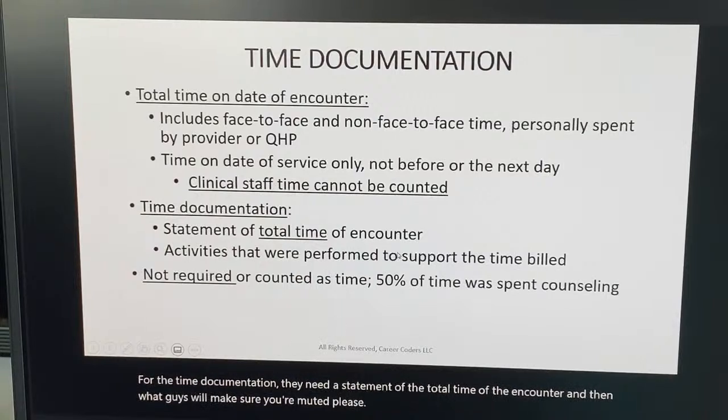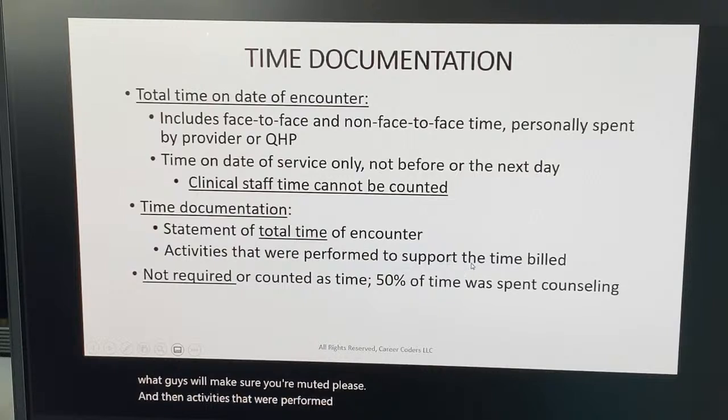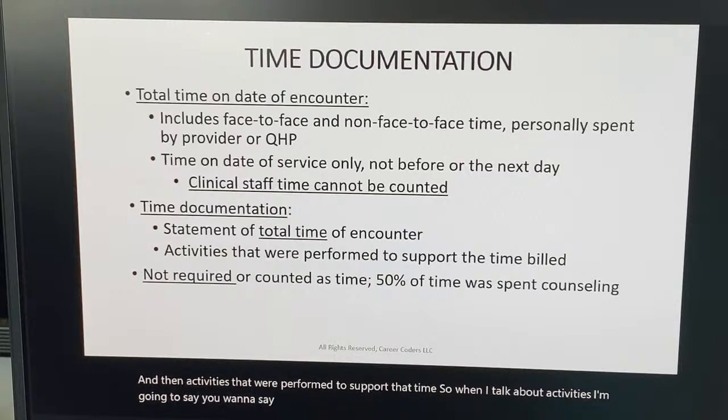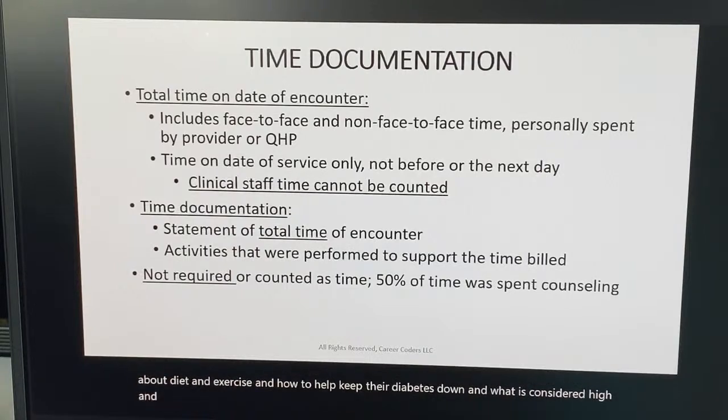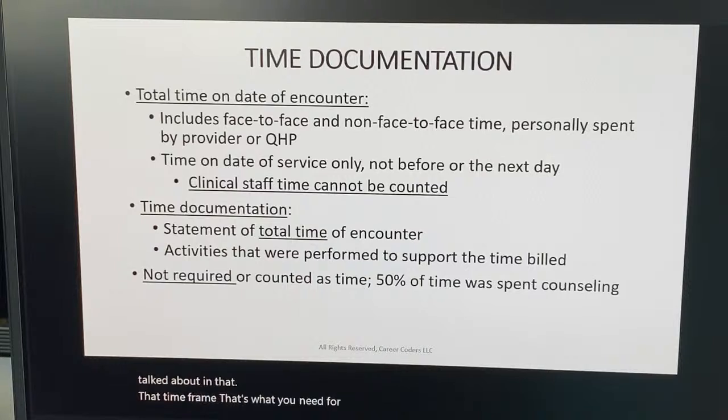And then activities that were performed to support that time. So when I talk about activities, you want to say something like, I spent 30 minutes talking to the patient about diet and exercise and how to help keep their diabetes down and what is considered high and low and what they need to avoid. I mean, talking in detail, giving the detail of what you talked about in that time frame. That's what you need for the statement of what activities were performed during that time.